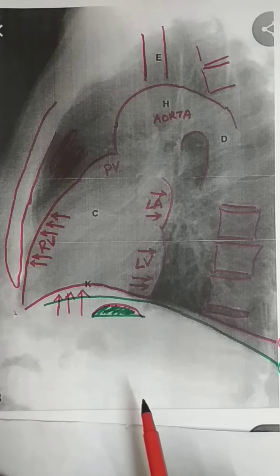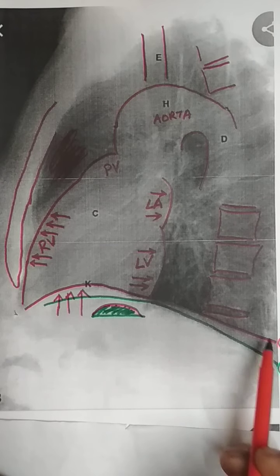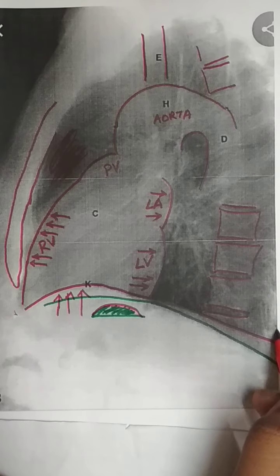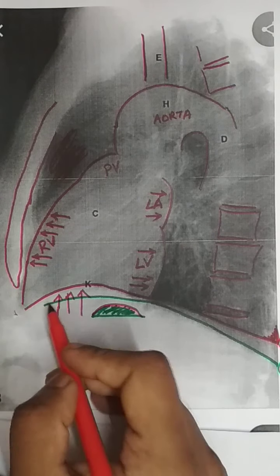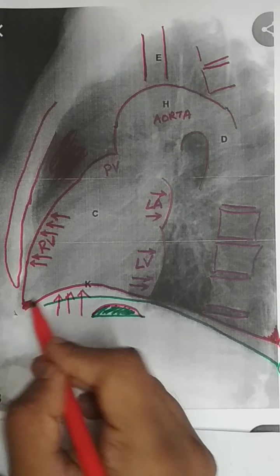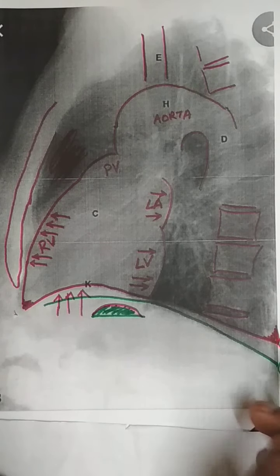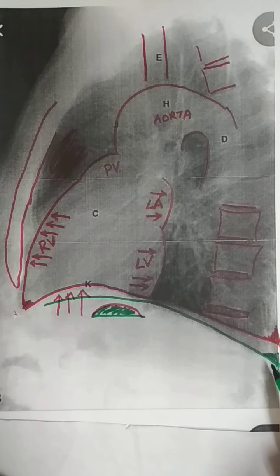Then E for effusion. For effusion we can examine the costophrenic angles. This is the right posterior costophrenic angle, the right anterior costophrenic angle, and the left posterior costophrenic angle. If there is some effusion due to some pleural disease, the posterior costophrenic angle would be blunted. Okay, so this is all about E.